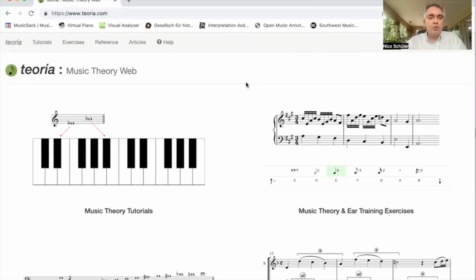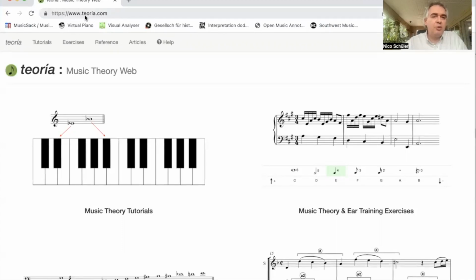Now I want to show you how you can practice identifying scales. There are many apps or websites with which you can practice orally identifying scales. One of these is Theoria. I'm not associated with this website. I didn't make it, but I like it. It has a lot of resources.